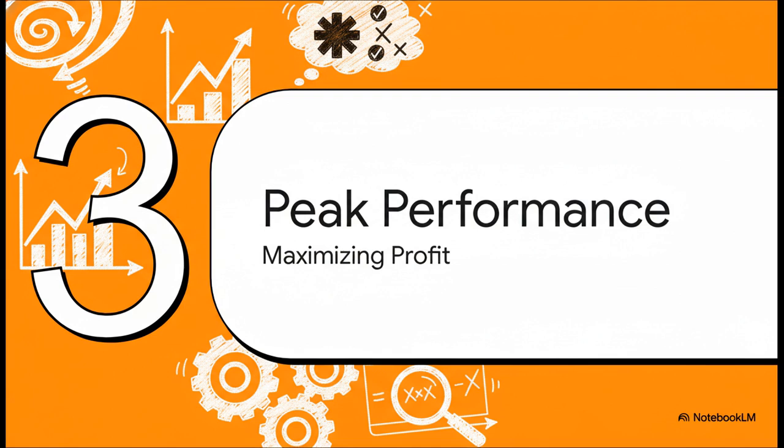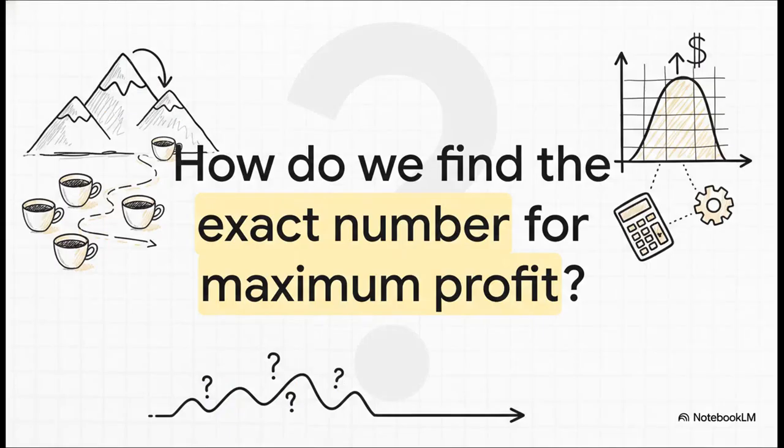We don't just want to avoid losing money, we want to find the point of maximum possible profit. And that leads us perfectly into our third section, finding your peak performance through optimization. This is the million-dollar question for any manager, right? What's the absolute top of the profit mountain? Is it selling 150 coffees, 200, 250?